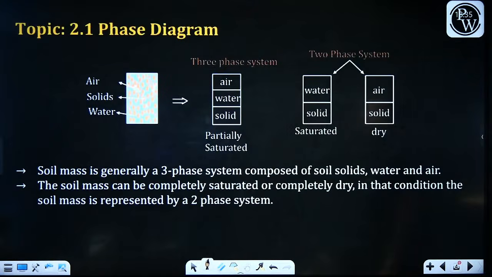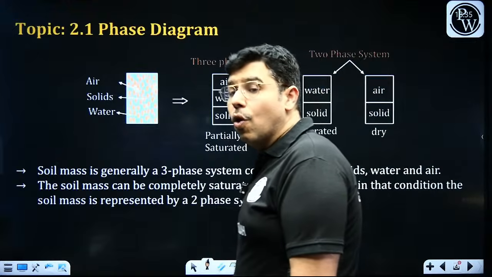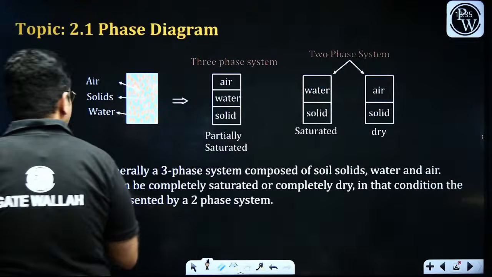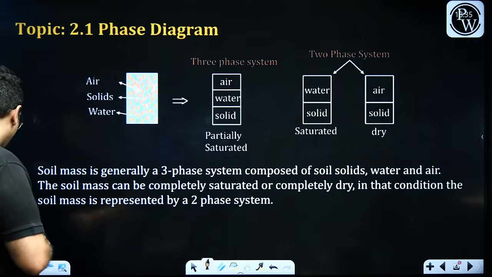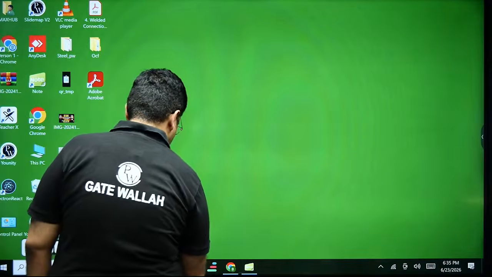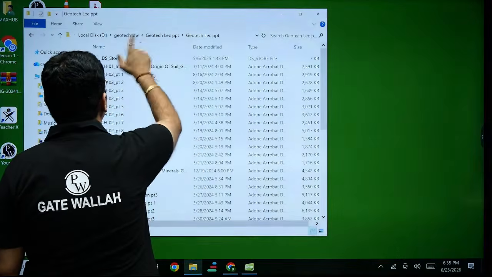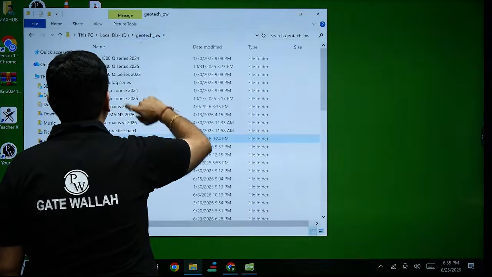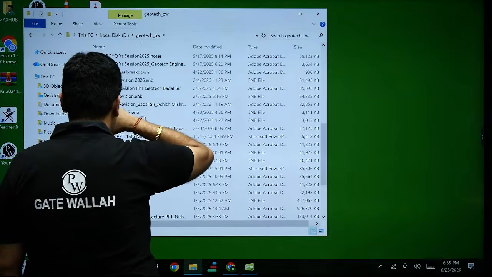So first let's talk about the phase diagram in detail. What do you understand by the phase diagram of a soil? If I talk about soil, what is the phase diagram of a soil that I have to show? Please focus here on the board once. I will show you the phase diagram of soil. So what do you understand by this phase diagram of soil?